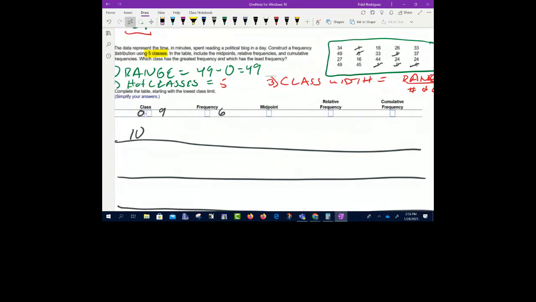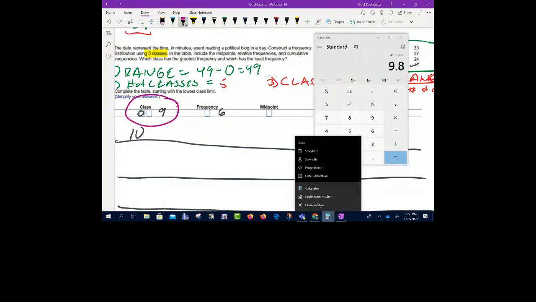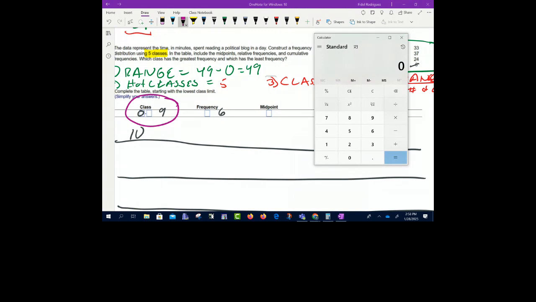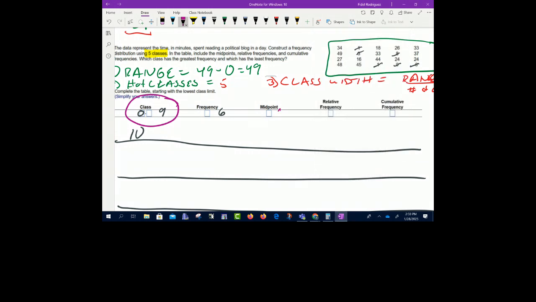The midpoint, y'all. Remember how we find the midpoint? We're going to take those two numbers, 0 plus 9, which is 9, and cut it in half: 4.5. This number right here, my friends, 4.5. The relative frequency, y'all.